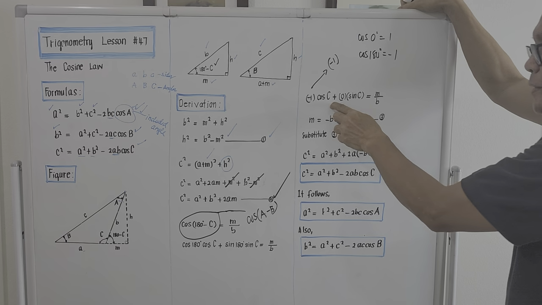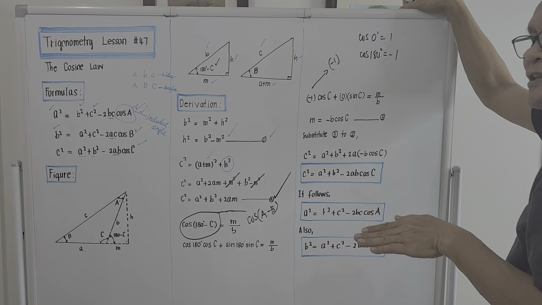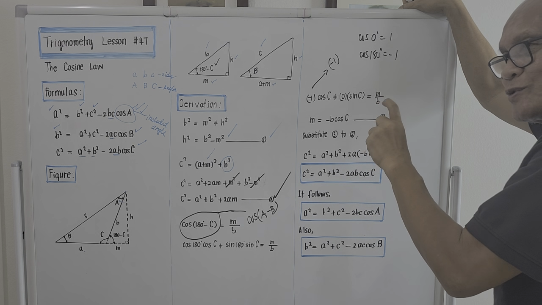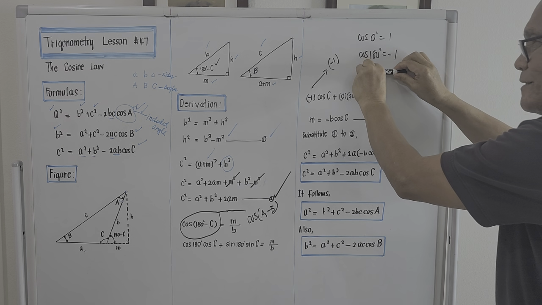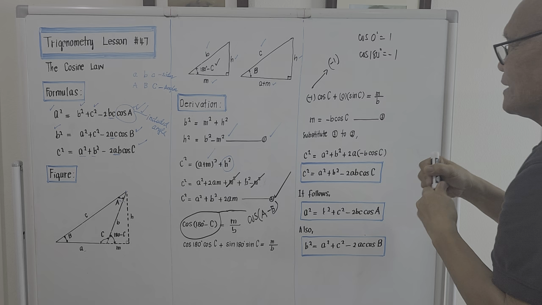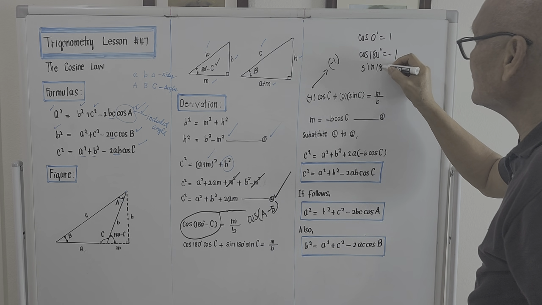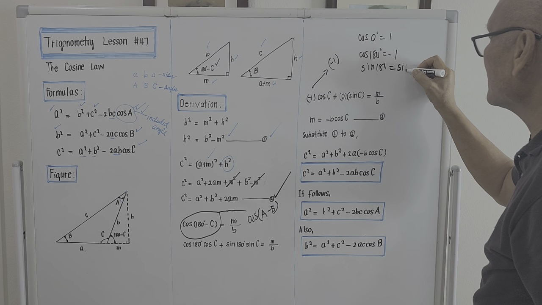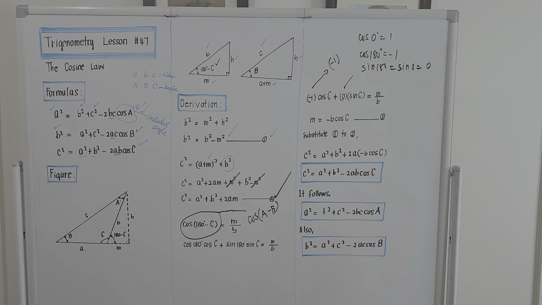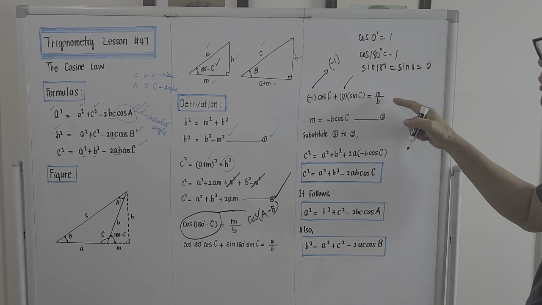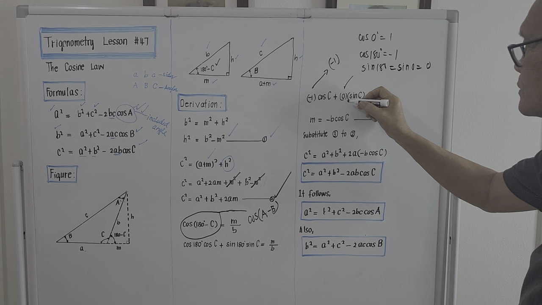Okay, plus sine of 180. 180 is actually a horizontal line. The definition of sine is the opposite, the vertical side, over the hypotenuse. But if it is a horizontal line, the sine value will be 0. The sine of 180 is equal to 0. So this is 0 times sine of angle C, and this should be equal to the ratio m over b. But this is now 0.